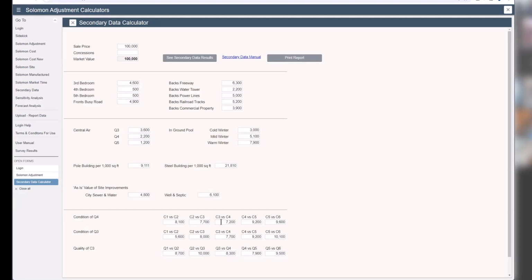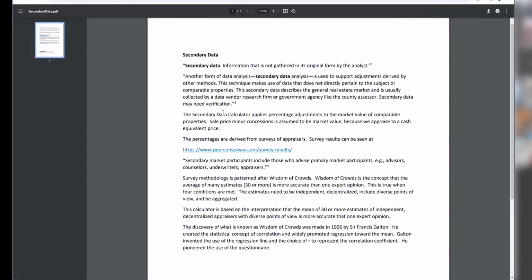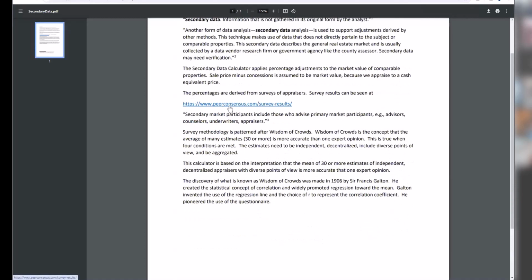Now, one thing about condition adjustments, we're supposed to have data from the market. This is secondary data. This is not data from the market. It's a survey of appraisers scattered around the country. And I'll show you how that works. We try to follow a method that's been received by science. And in fact, here's a link to the website.